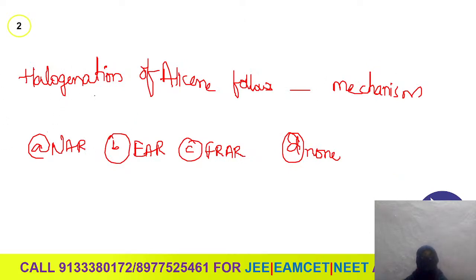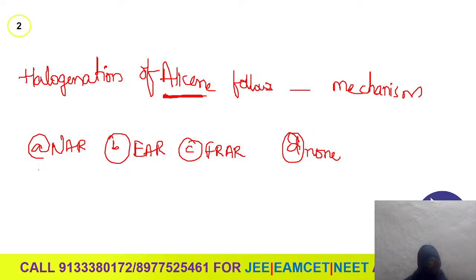Next question is, halogenation of alkene follows which mechanism? NAR, EAR, FRAR, and none. Alkene. I think I already told you, alkene always undergoes addition reaction. Which addition? NAR. NAR is an example of?